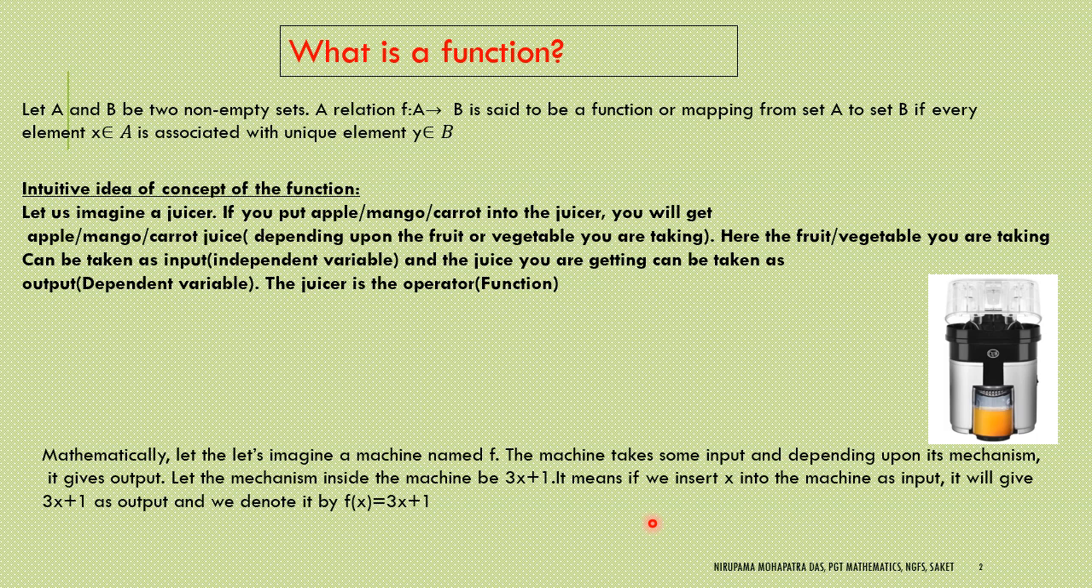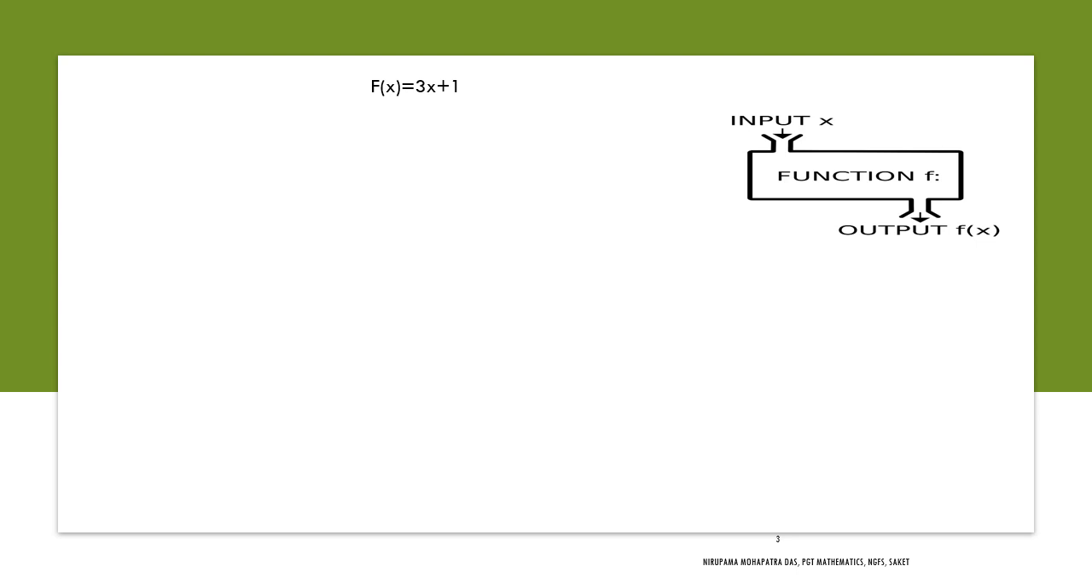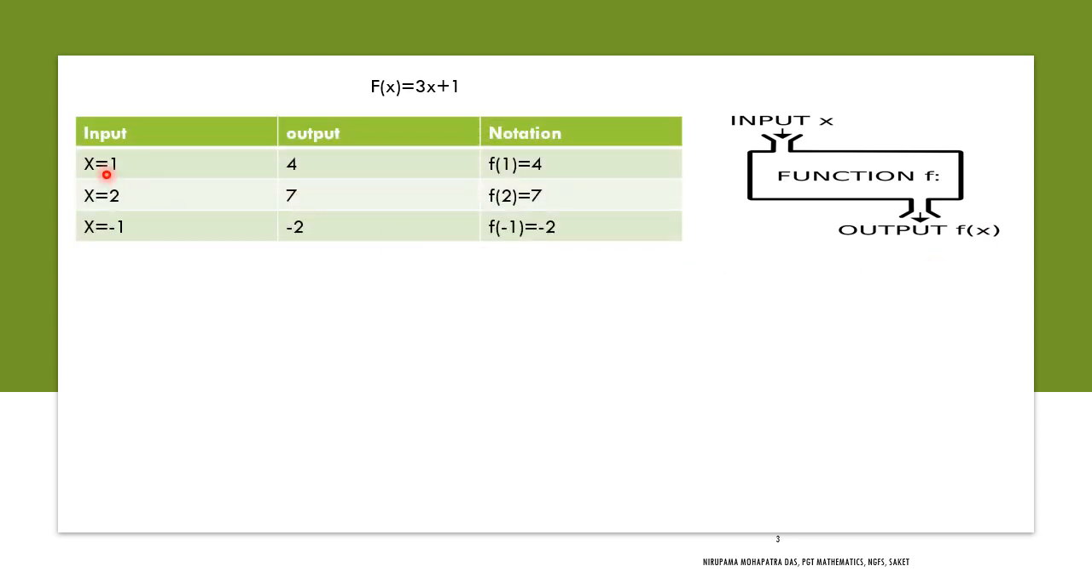So function can also be taken as a rule, a mechanism, or an operator. You can visualize a function like this. Take f(x) = 3x + 1. As we put input x here, the output will be 3x + 1. For x = 1, f(x) = 3 into 1 plus 1, and we get 4. We write f(1) = 4.